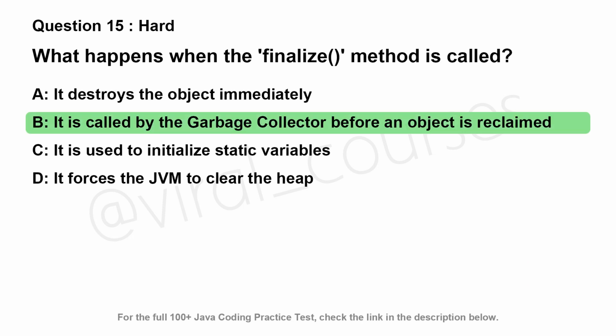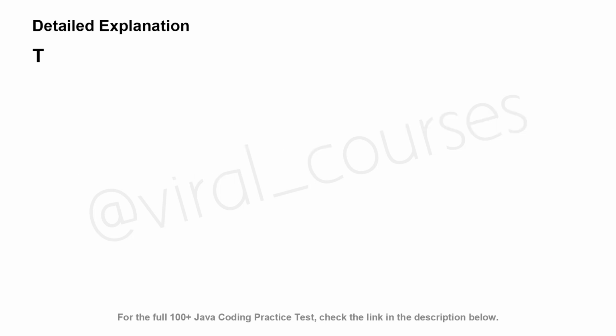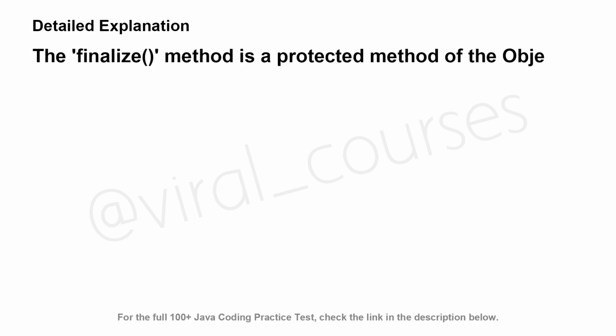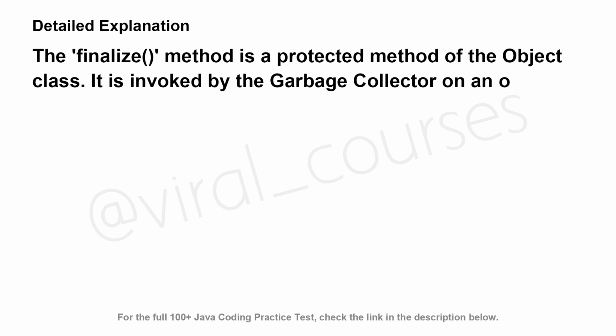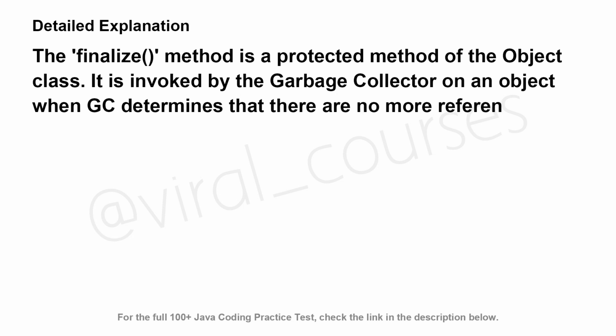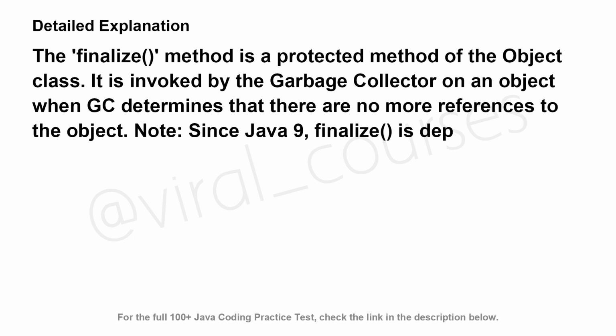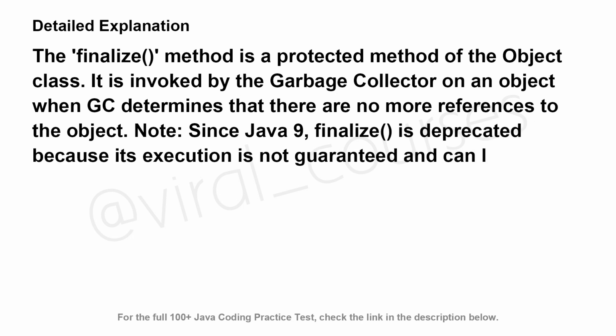The correct answer is B. The finalize method is a protected method of the Object class. It is invoked by the garbage collector on an object when GC determines that there are no more references to the object. Note, since Java 9, finalize is deprecated because its execution is not guaranteed and can lead to performance issues.